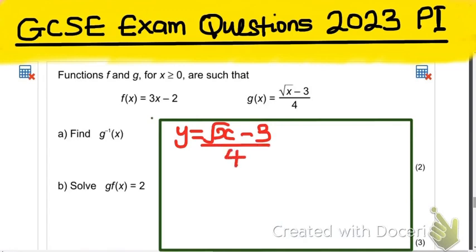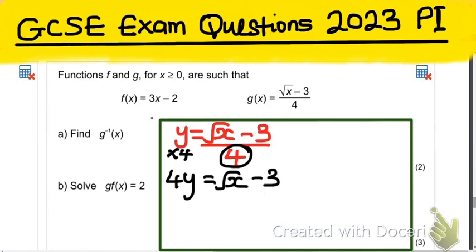What am I trying to do? I'm trying to make x the subject here. Just listen, see the magic. I'm going to get rid of this. So let's use another different color pen. I'm going to get rid of this, meaning I have to multiply both sides by 4. So I'm going to recopy. I'm going to have 4y is equal to root x minus 3.